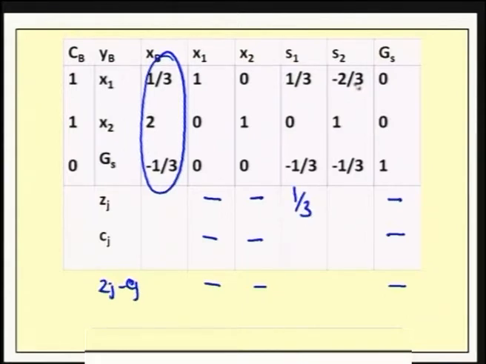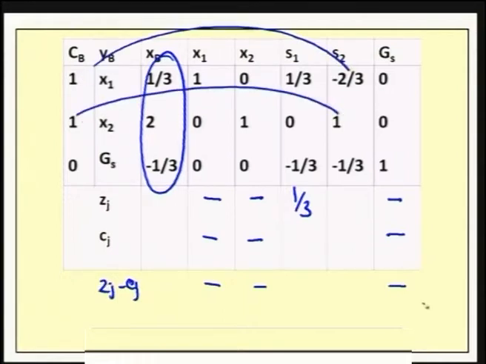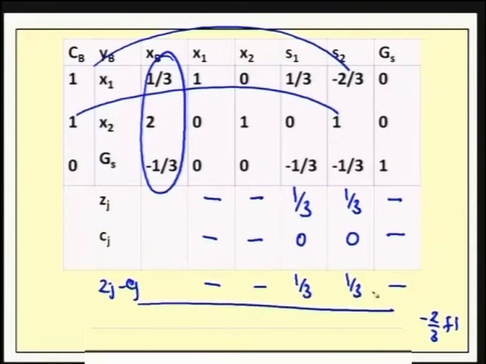Then for S2, 1 into minus 2 by 3 plus 1 into 1. So, we have minus 2 by 3 plus 1, which is 1 by 3. The corresponding cost value for S1 is 0 and S2 is 0. Therefore, the Zj minus Cj values are 1 by 3, 1 by 3. So, here all Zj minus Cj are greater than 0, but if you observe the XB, the XB for GS is negative, which is minus 1 by 3.